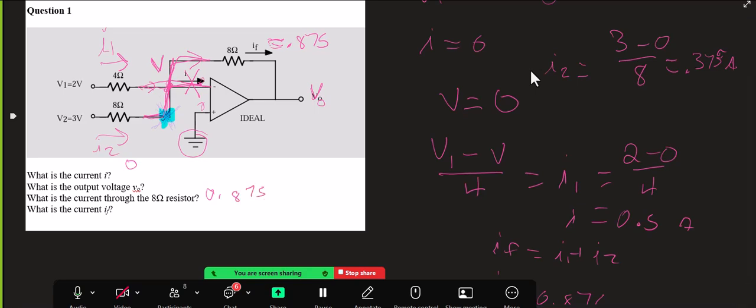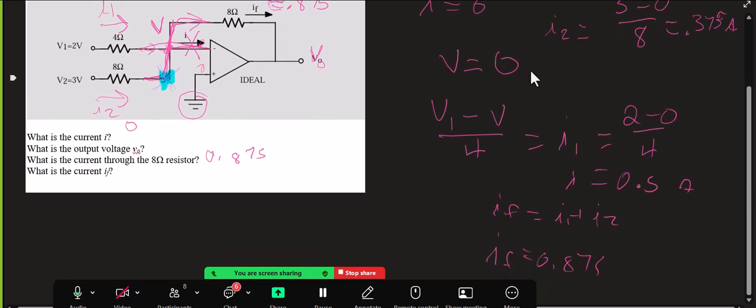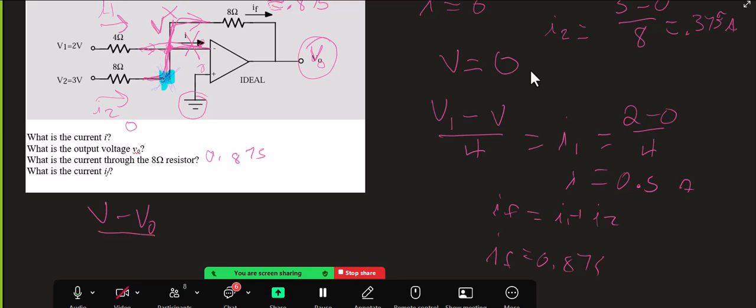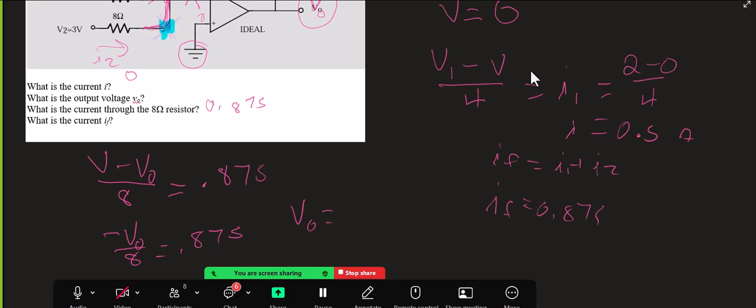Can I find the output voltage now? Yes. The way I would do it is I know the voltage right here, and this is what I'm looking for, and I know the current in between them. So V minus V out over 8 has to equal 0.875. We know V is 0, so minus V out over 8 equals 0.875. Our V out equals negative 7. And that is the same thing I got last time I worked this problem. Okay, questions on this one?